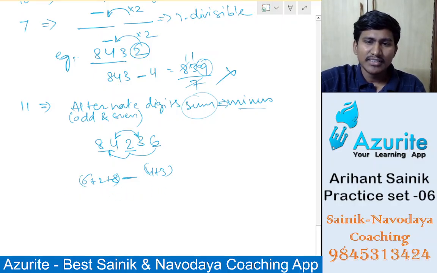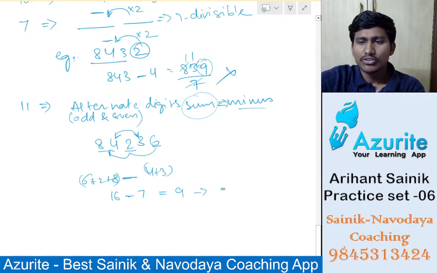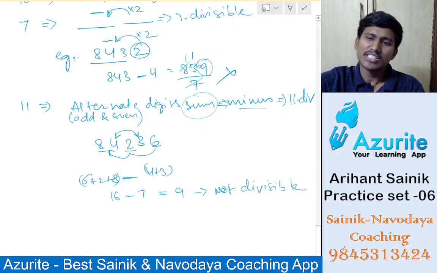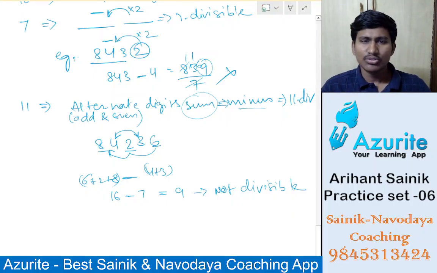8 plus 8 is 16, minus 7, 16 minus 7 means it is 9. So it is not divisible, so it should be 11 divisible, okay. So not divisible, 9 will not come in, because it is smaller, understood? So that is about the divisibility rules, okay.